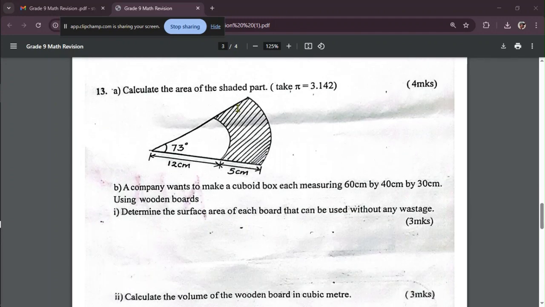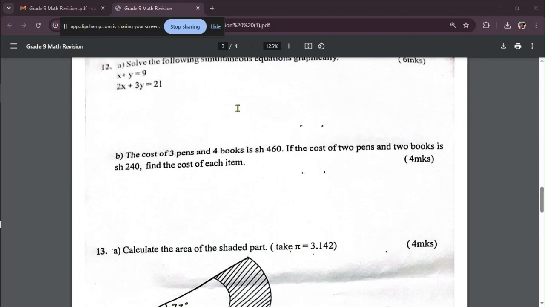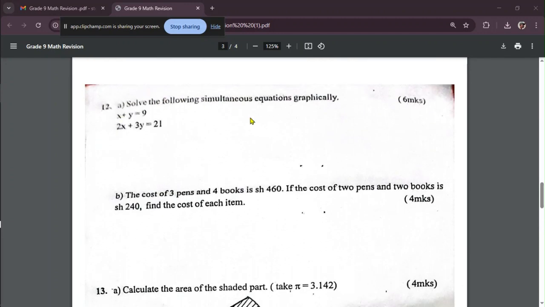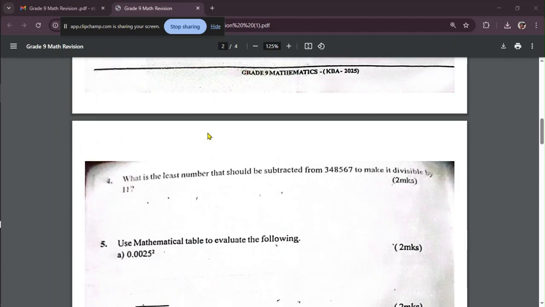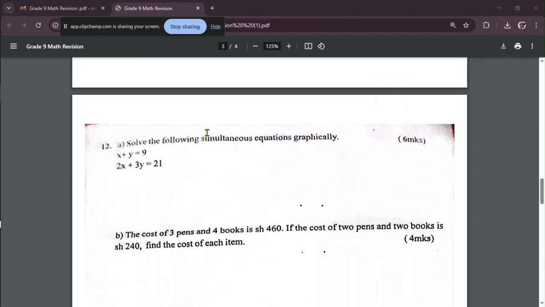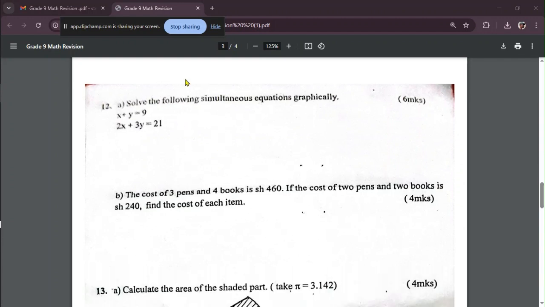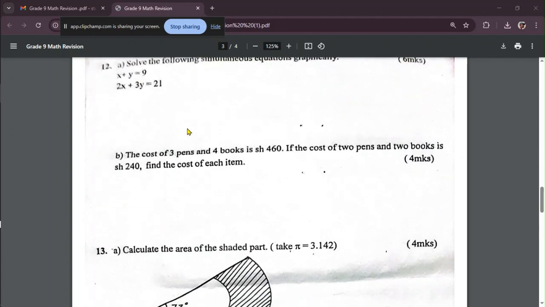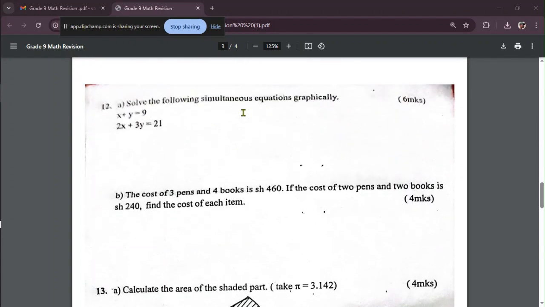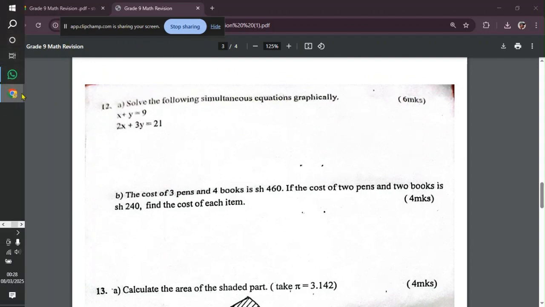This is a paper that we had some revisions sometimes back, and we took time to look at other areas except the part of solving the following simultaneous equations. So I wanted to have this one to be handled separately. How to solve a simultaneous equation. And today I want us to focus on simultaneous equations. And of course, they are equations of a straight line.